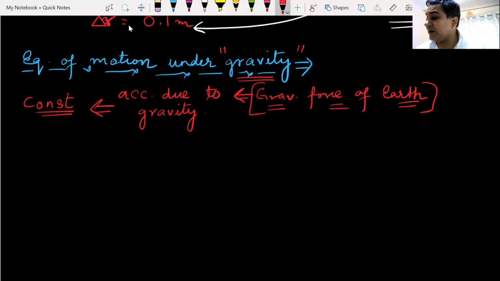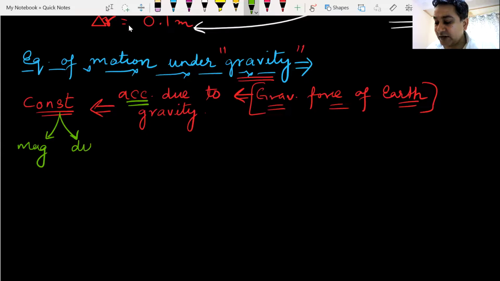That means it will be constant in two things. Remember, it is acceleration. So acceleration is a vector. So it will be constant in two things. It will be constant in magnitude. It will be constant in direction as well. Even though I must tell you that g changes in magnitude as well as in direction. But for now, it will be constant in magnitude as well as in direction.